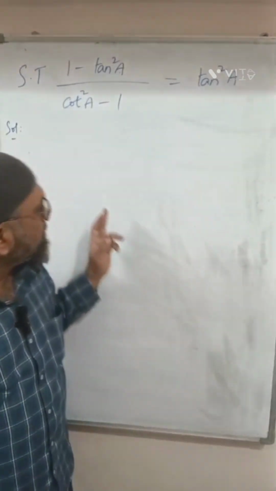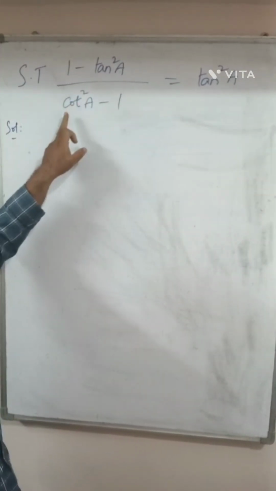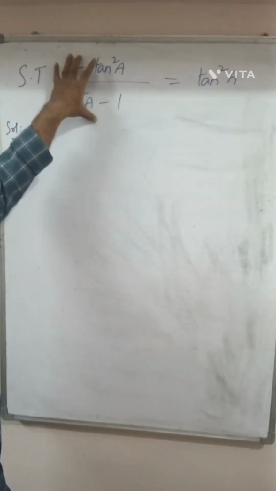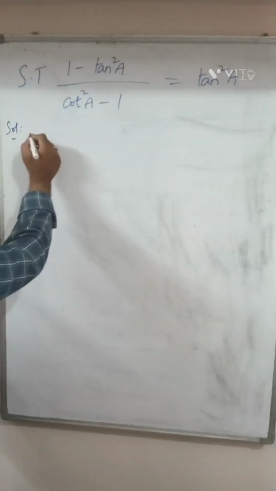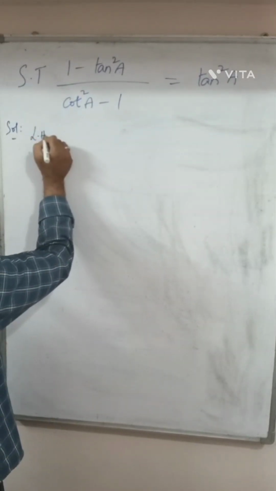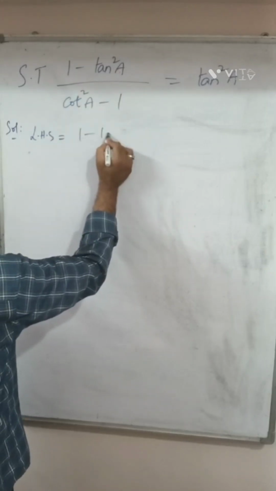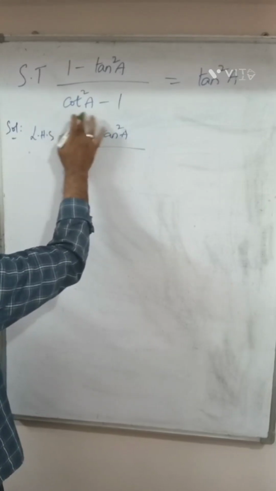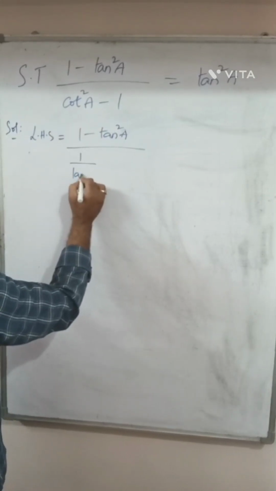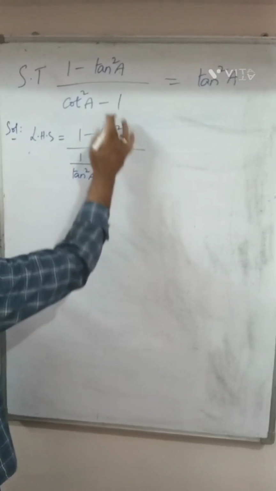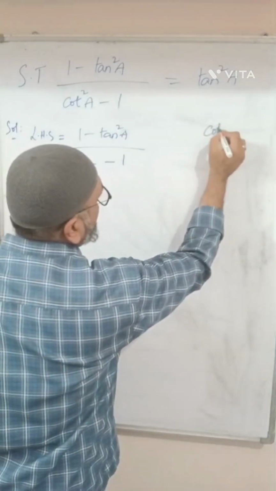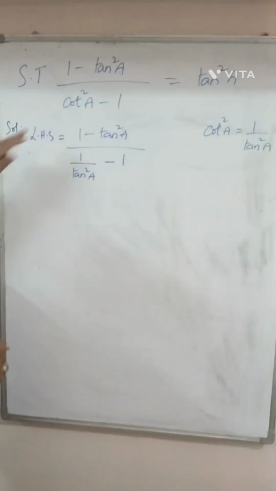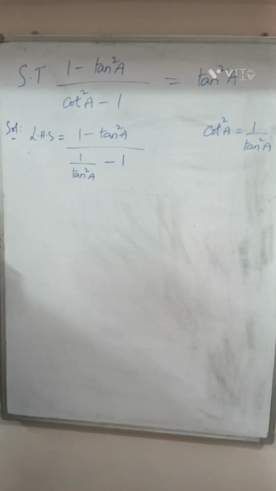Next: (1 minus tan square A) divided by (cot square A minus 1) is equal to tan square A. We have to prove this. We have to solve this and prove this. What we will do? We will take the left hand side, 1 minus tan square A divided by cot square A minus 1. In place of cot square A, I can write 1 by tan square A, minus 1. Why? Because cot square A is equal to 1 by tan square A. Remember this.